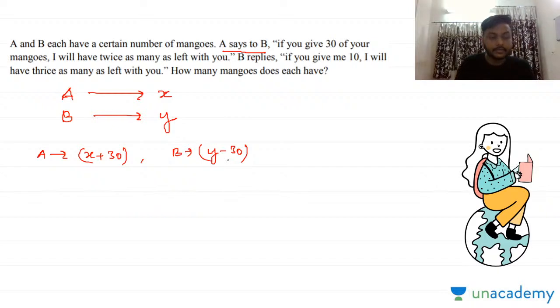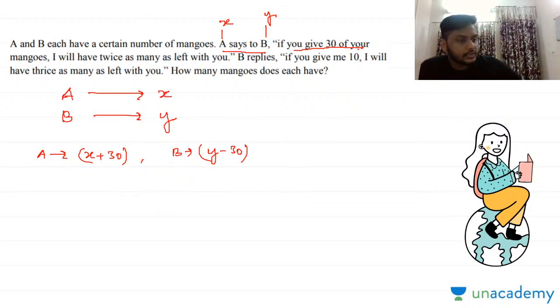How many of you are clear with this? Understand, guys. A is having X mangoes and B is having Y mangoes. And now A says to B that if you give 30 of your mangoes, which means if A takes 30 mangoes from B, which means X is increased by 30 and Y is decreased by 30, then A will have X plus 30 and B will be left with Y minus 30.